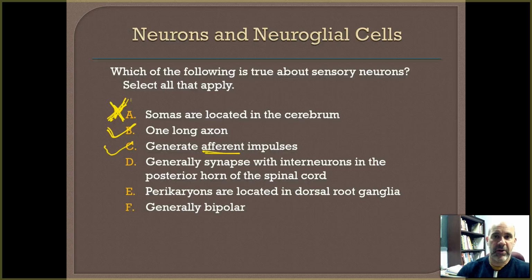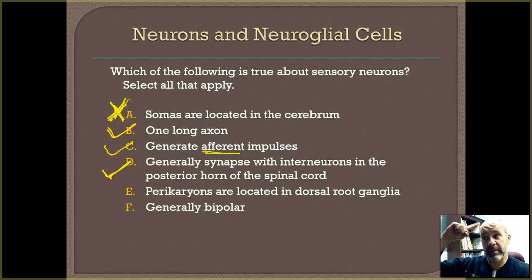So yes, their nerve impulses, action potentials, are headed toward the central nervous system. Do they generally synapse with interneurons in the posterior horn of the spinal cord? Yes, if you go back and look at what we've talked about, the synaptic knobs on the ends of the axon of a sensory neuron are going to form synapses generally with interneurons that are located there in the posterior horn of the spinal cord. So you've got all this networking between neurons.